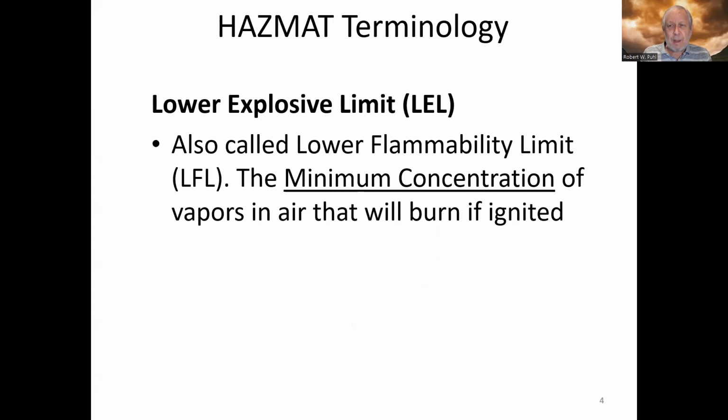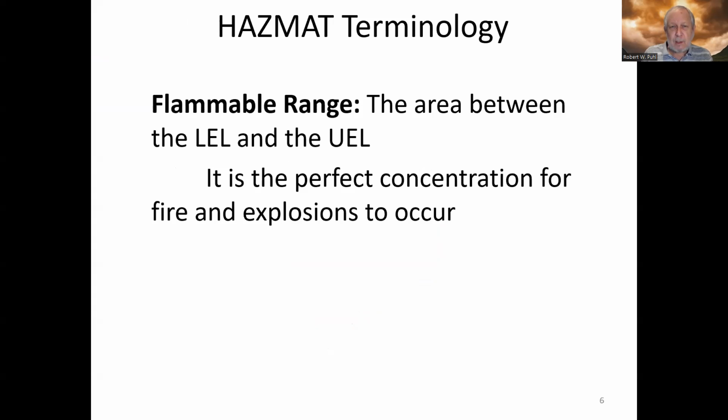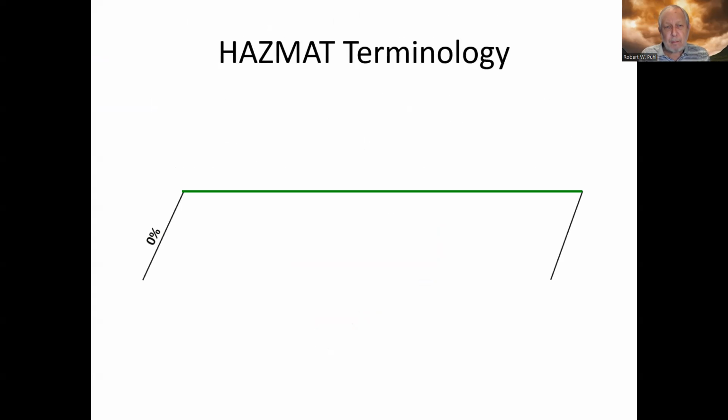Lower explosive limit, LEL, also called the lower flammability limit, LFL, is the minimum concentration of vapors in the air that will burn if ignited. The upper flammability limit, UFL, or maybe that's the Universal Football League. No, I think it's the upper flammability limit. The maximum concentration of vapors in the air that will burn if ignited. So you put these two together, you get a flammable range, the area between the LEL and the UEL. It's the perfect concentration for fire and explosions to occur.